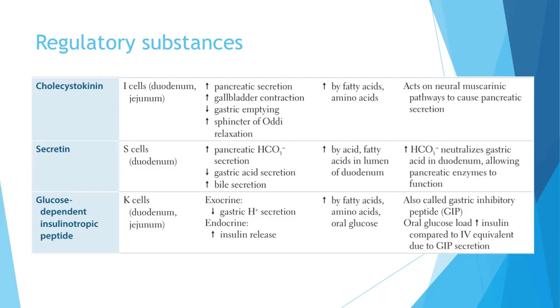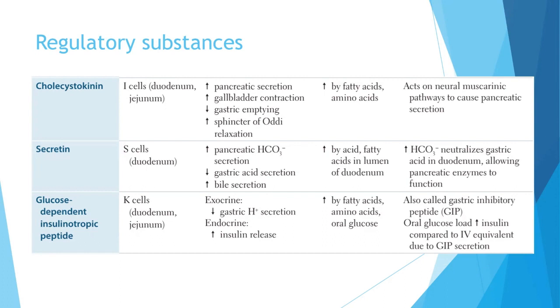Cholecystokinin is secreted from the I cells of the duodenum and the jejunum, and it increases the pancreatic secretion and increases the gallbladder contraction. Now, if there is decrease in the cholecystokinin, then again the patient will suffer from gallbladder stones. Secretin is secreted from the S cells of the duodenum, and it increases the pancreatic bicarbonate secretion, and this bicarbonate neutralizes the gastric acid in the duodenum, allowing the pancreatic enzymes to function.